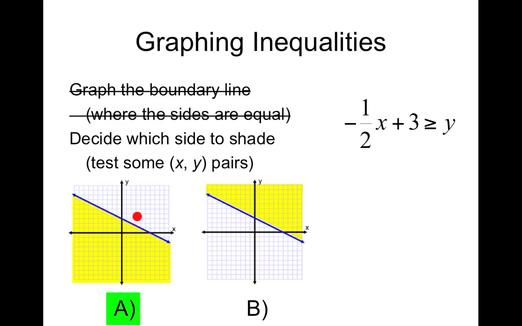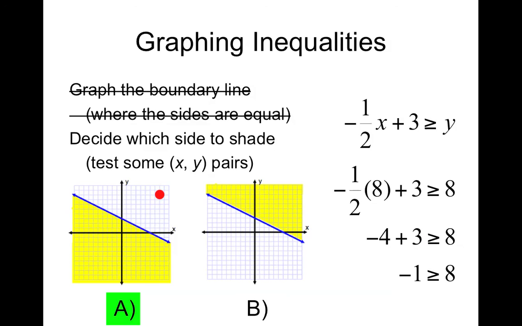If we chose a point on the other side, for example (8, 8), and plug that in, negative 1/2 times 8 is negative 4, and we end up with negative 1 is greater than or equal to 8. That's a false statement, so we know that we don't want to shade that side of the line.